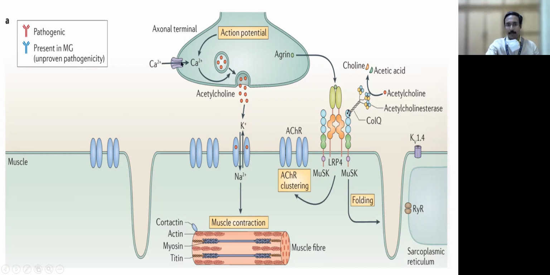Calcium comes in from the presynaptic region and triggers the release of the acetylcholine. The acetylcholine goes and acts on the acetylcholine receptor, which is a pentameric structure. The formation of the acetylcholine receptor clusters is also dependent on agrin, which is released from the presynaptic region. That leads to clustering of LRP4 and MuSK, the muscle specific kinase enzyme, and all of this clustering leads to acetylcholine receptor clustering. This is how the acetylcholine acts. Sodium and potassium depolarization happens, and muscle contraction occurs.